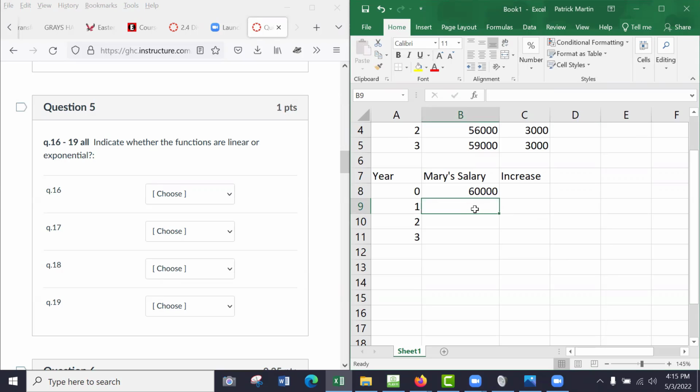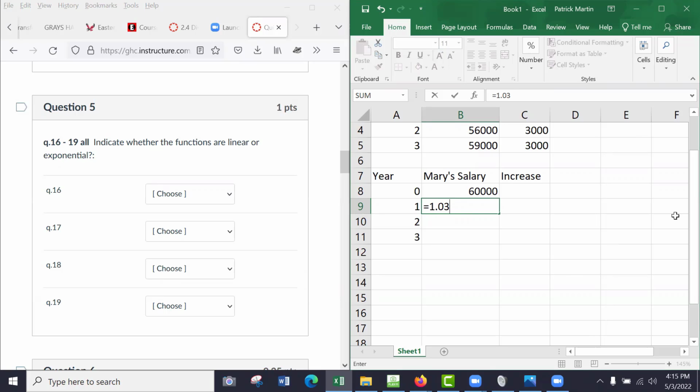Let's see. Basically, 3% is 0.03, right? So if I go 1.03, if I multiply the 60,000 times 1, I get back 60,000. If I multiply by 0.03, I get the 3%.